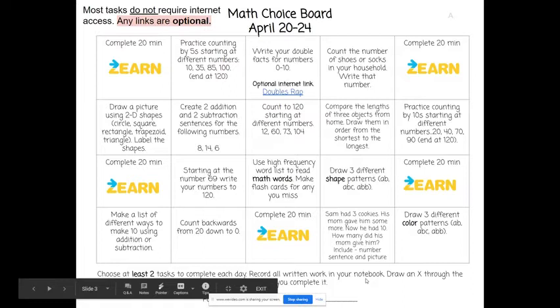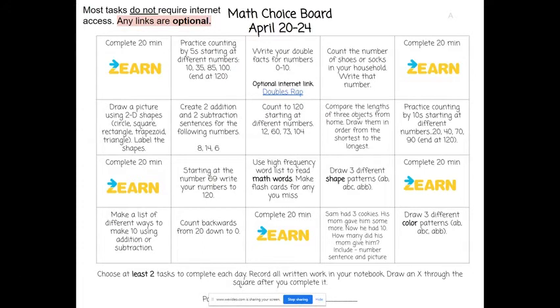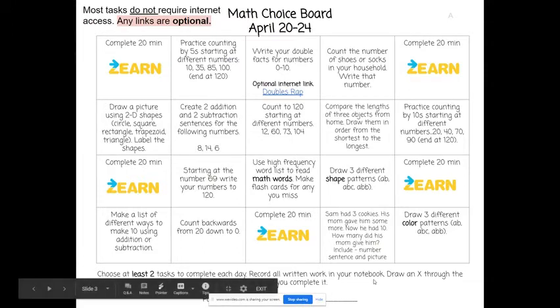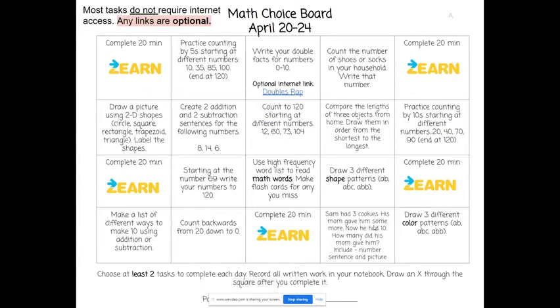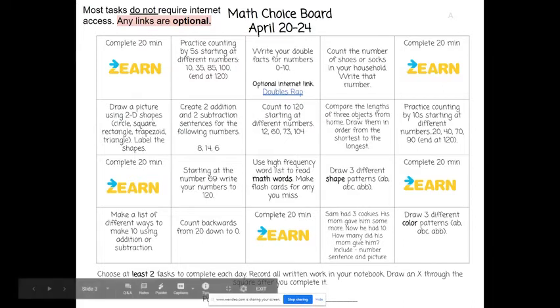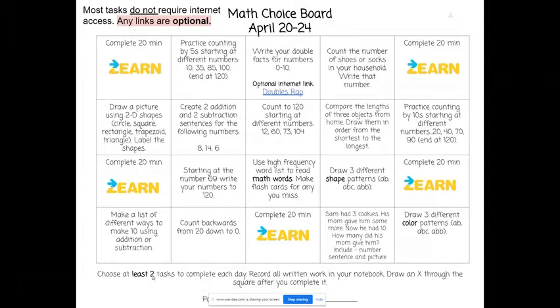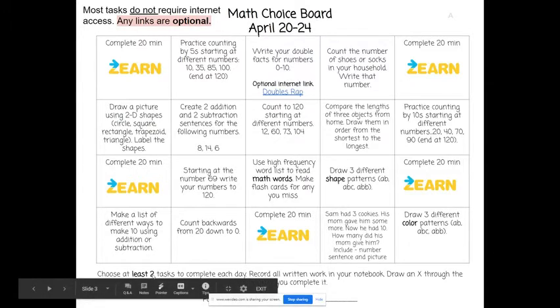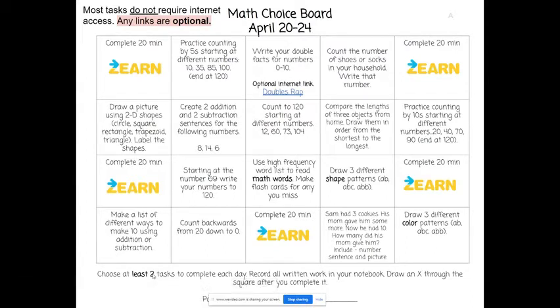When it's time to submit the old packet and this particular packet, what you will submit will actually be this sign sheet. The work itself will actually stay in the notebook. You'll put an X on any of the items that your child has completed, and they can do at least 2 per day. There is enough of these tasks included that they can choose 3 per day or even 4 because there are 20 different options.